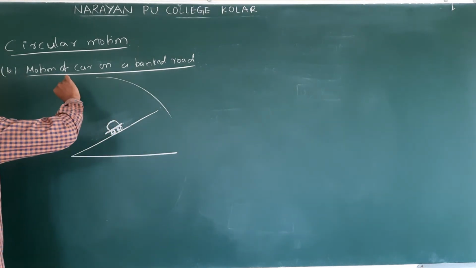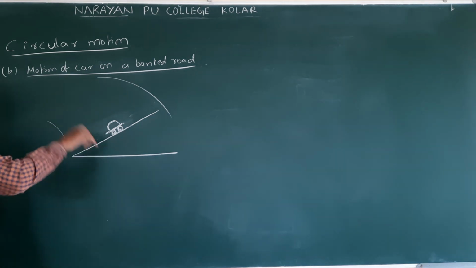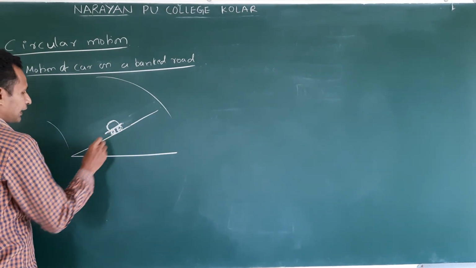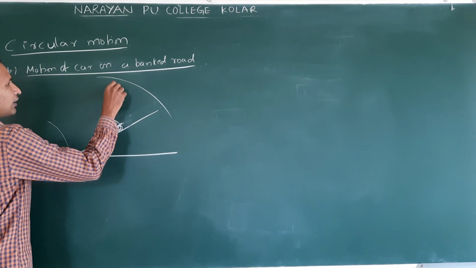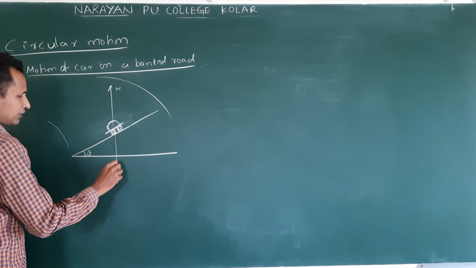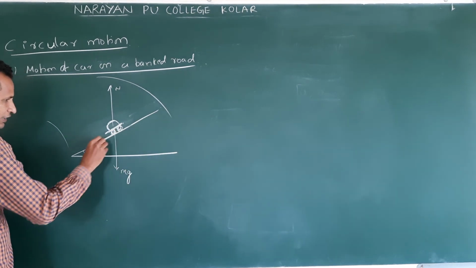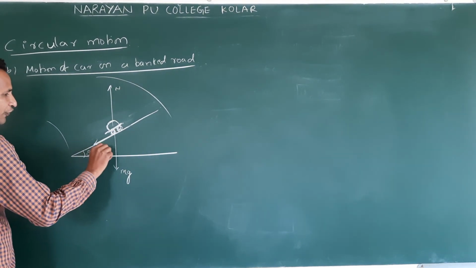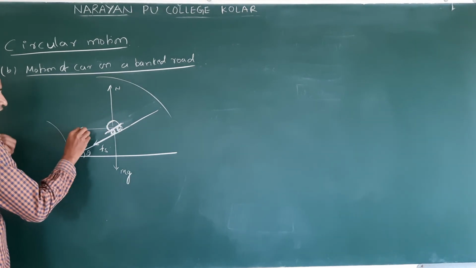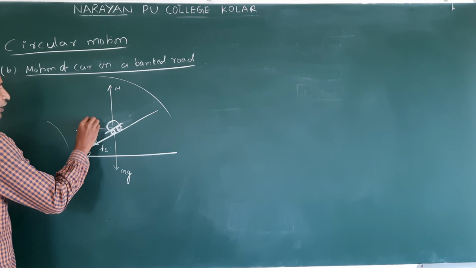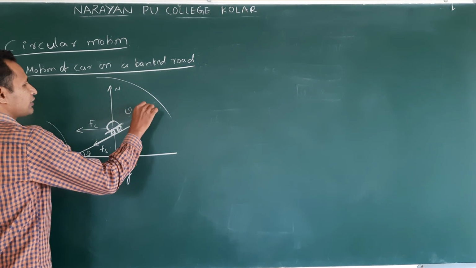Okay, it's moving like this. It's not moving up the plane. It is moving along a curve. Now, what forces are acting? This is angle theta. Normal reaction acts upwards. Mg acts downwards. Friction acts along the plane. This is Fs. Centripetal force acts in this direction towards the center. This is Fc. Vehicle velocity is V, mass is M.